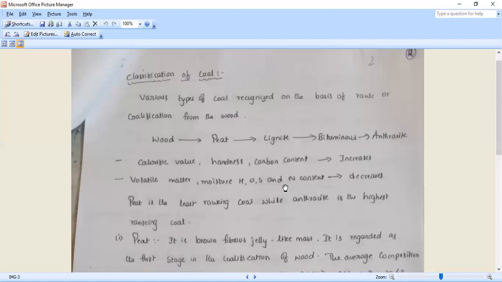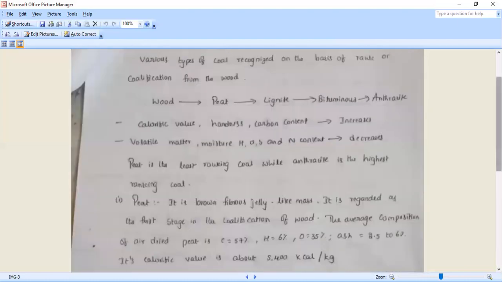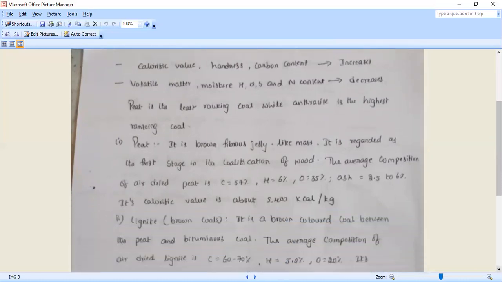What about peat? Let's see the discussion of peat. It is a brown, fibrous, jelly-like moss. It is regarded as the first stage in the qualification of wood, and we get peat from wood as the first stage. It has a composition of 57% carbon, 6% hydrogen, 35% oxygen, and 2.5 to 6% ash. It has a calorific value of 5,400 kilocalories per kg. Let's see the composition of peat.